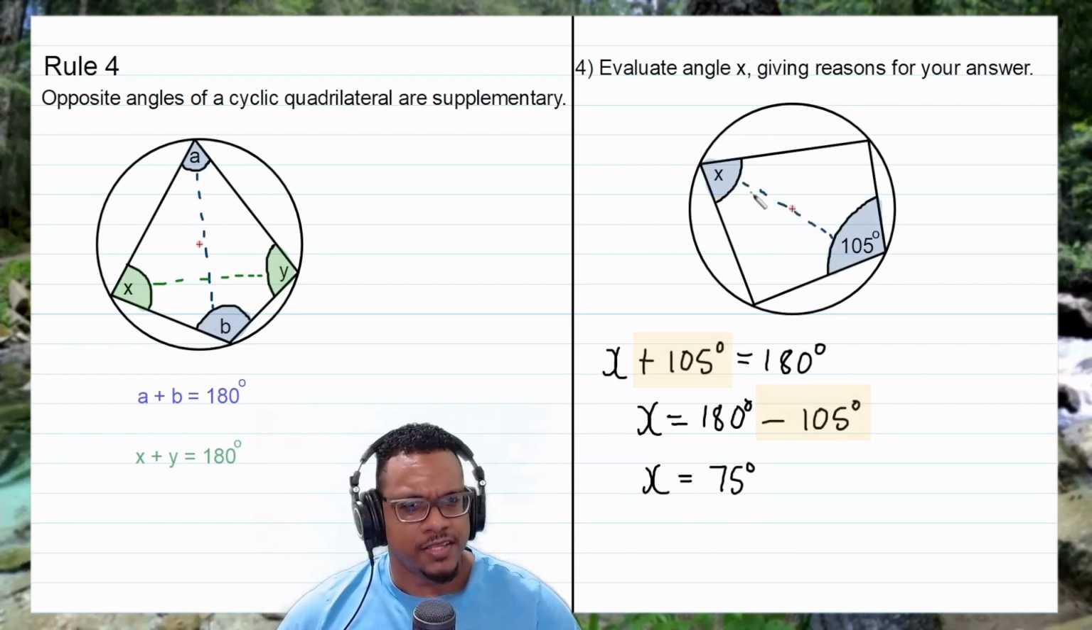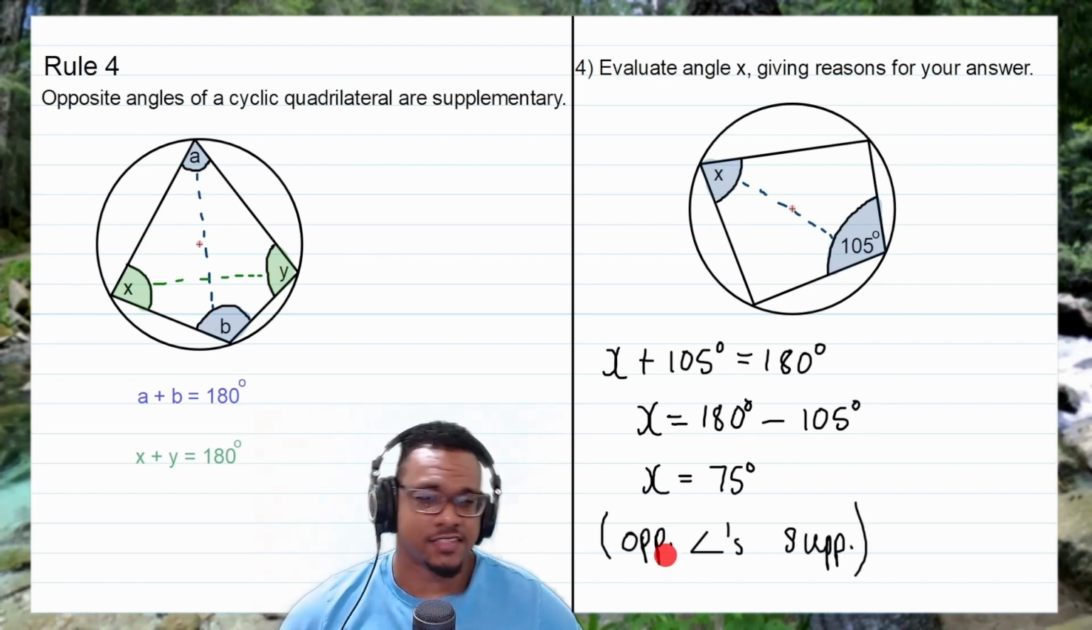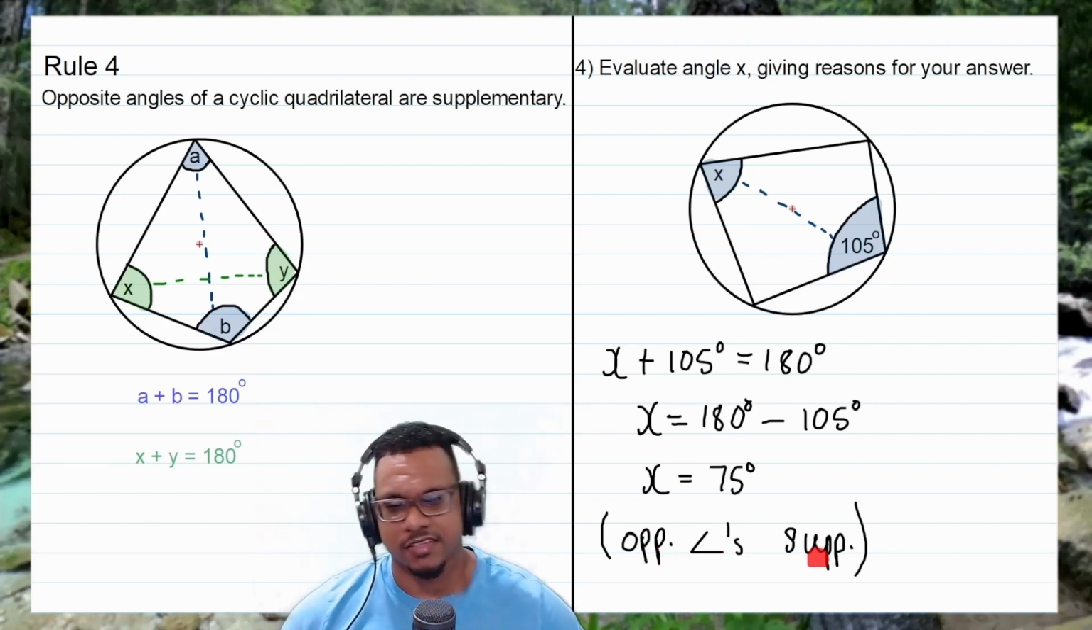And our reason would be that these two angles are opposite to each other. They are in a cyclic quadrilateral. So these opposite angles are supplementary. And we can write our reason as opposite angles supplementary.